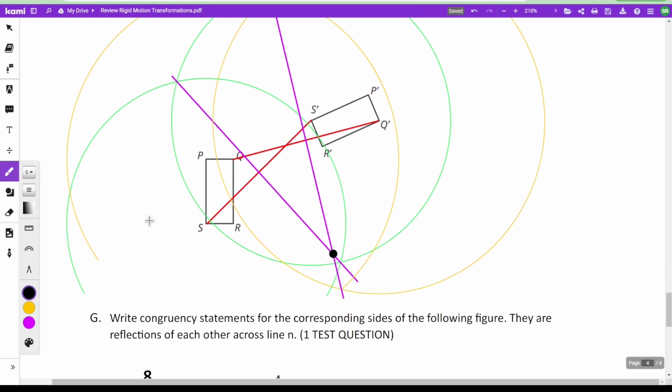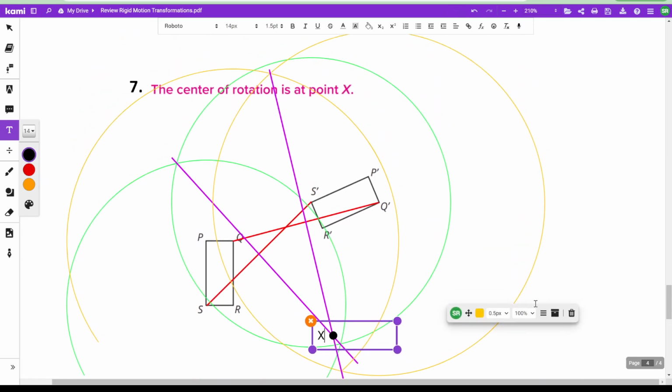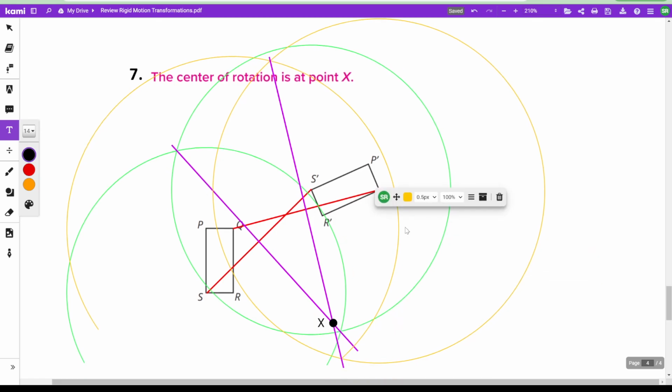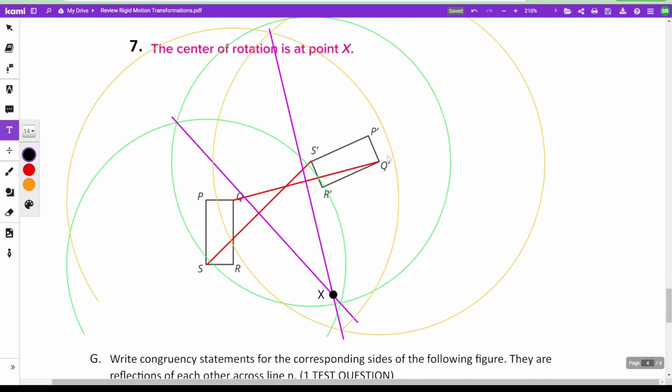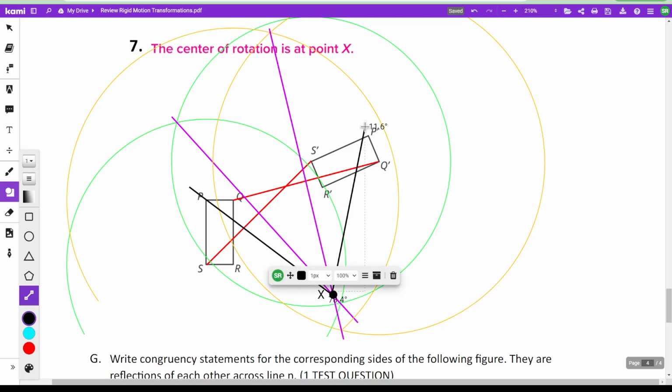Here it says the center of rotation is at point X. So again, we're going to label this X. And now I want to measure the angle of rotation. So I'm going to go ahead and draw 2 lines to 2 corresponding points. So here I'm going to do P and P prime. And for this, let's just go ahead and use black. So I'll draw one at P, and I'm going to draw another one at P prime.